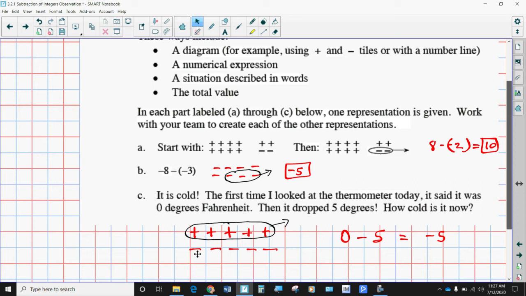And what does that leave me with? 1, 2, 3, 4, 5 negatives. So our answer is -5. And let me draw a nice little box around that since I'm boxing in my answers.